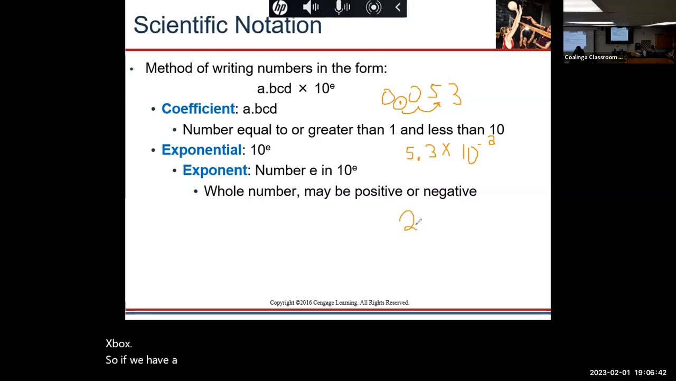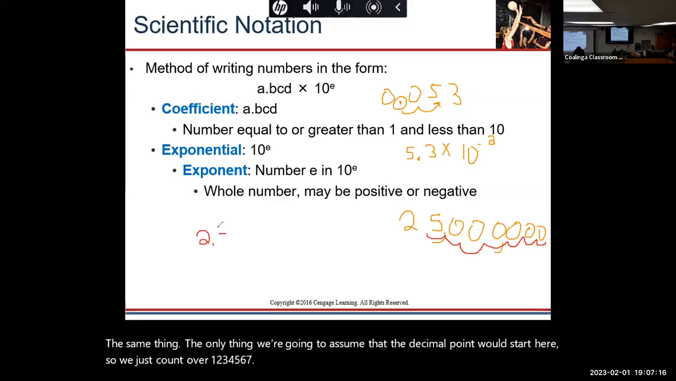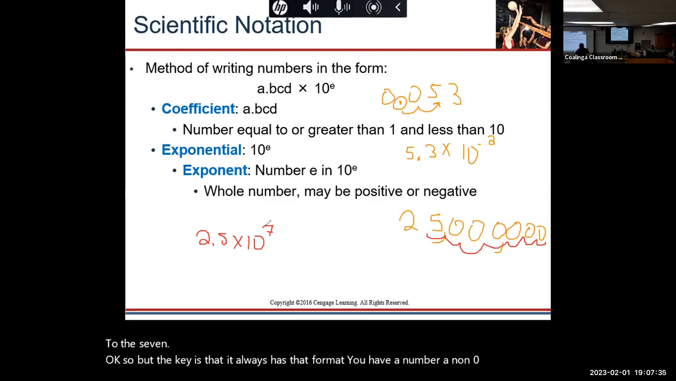So if we have a number like this, we're going to do the same thing. The only difference is we assume the decimal point starts here. So we just count over: 1, 2, 3, 4, 5, 6, 7. We end up with 2.5 times 10 to the 7. The key is that it always has that format: a non-zero number, a decimal, and then you can have numbers following.